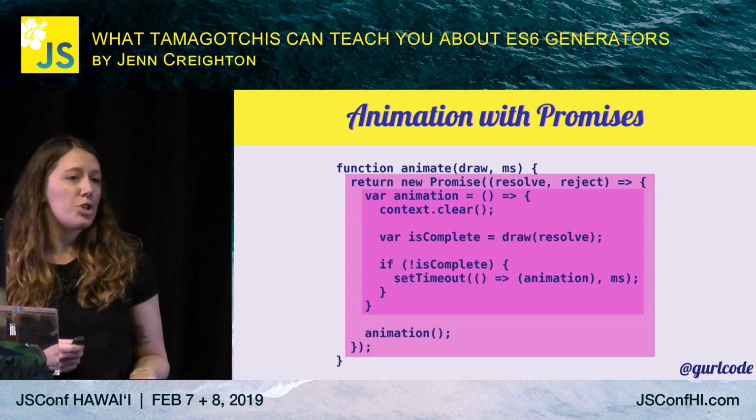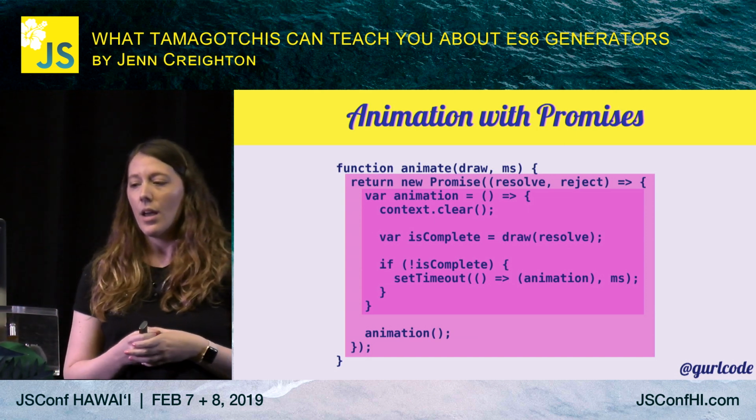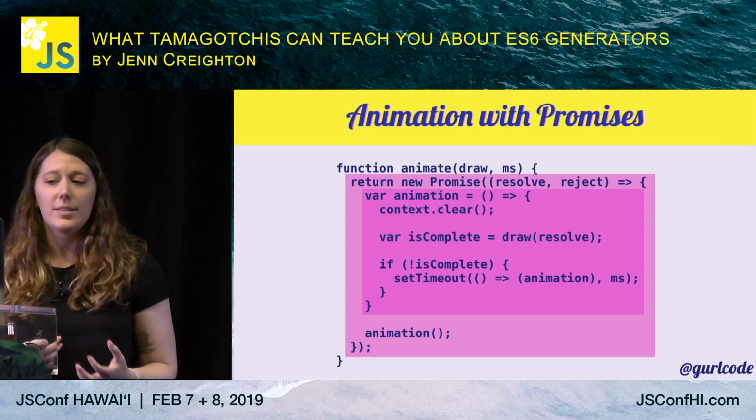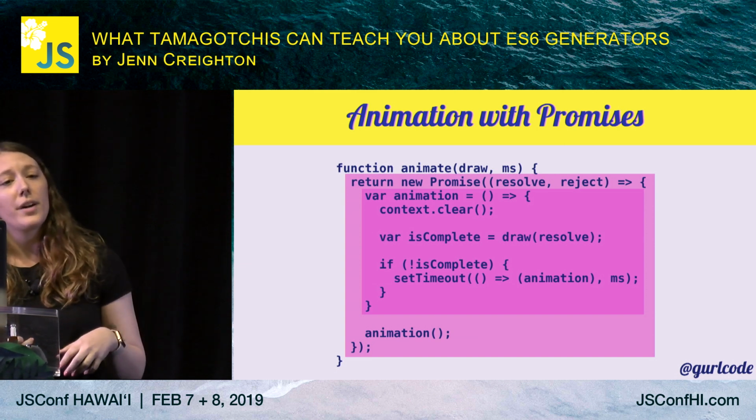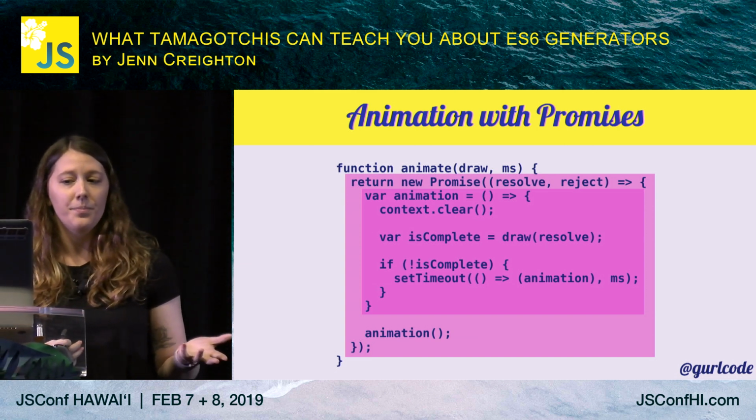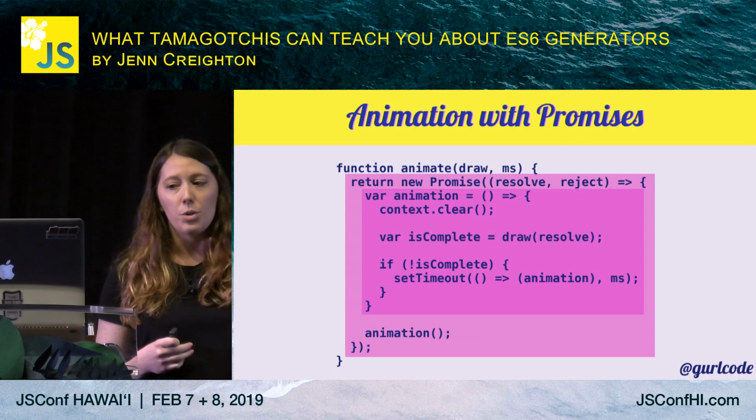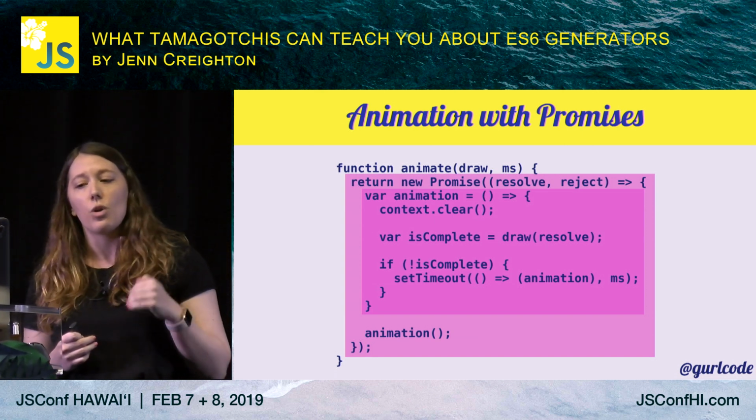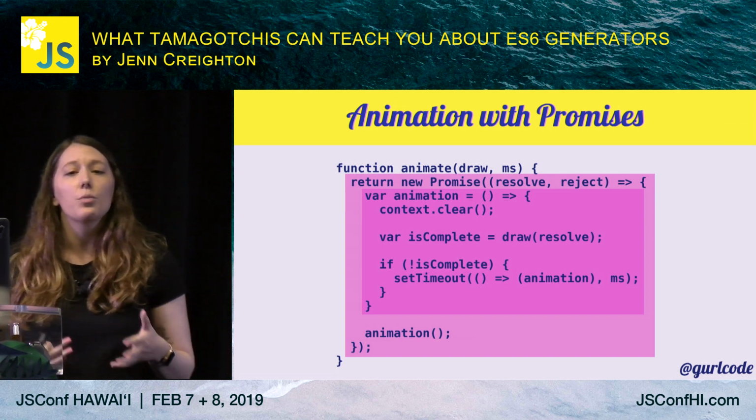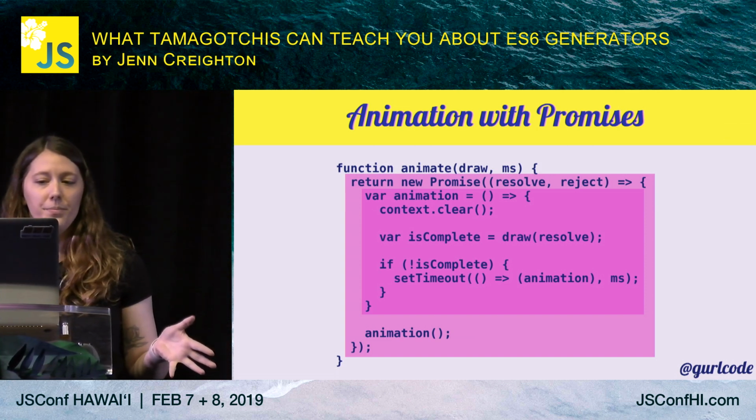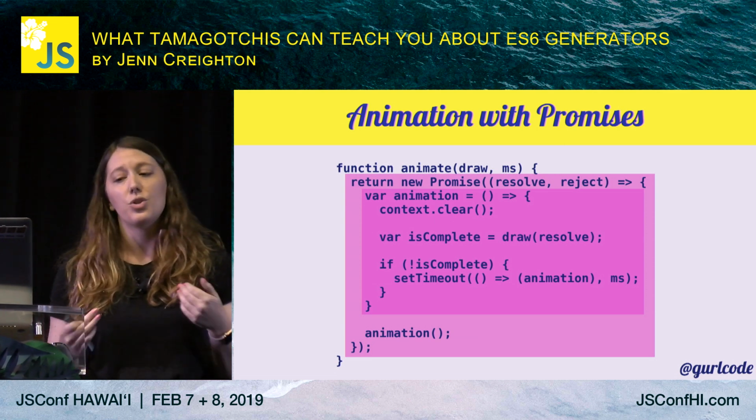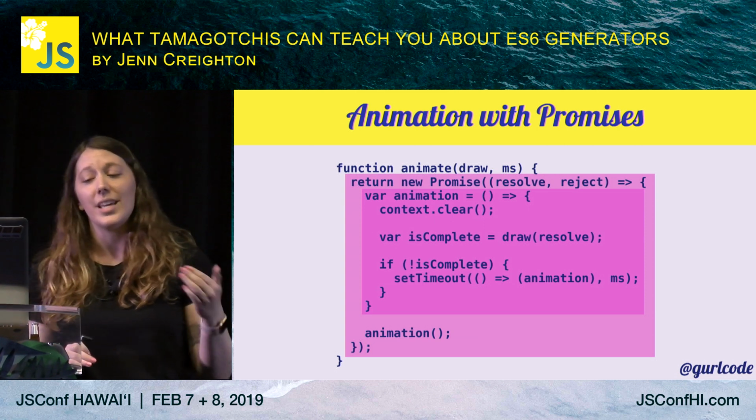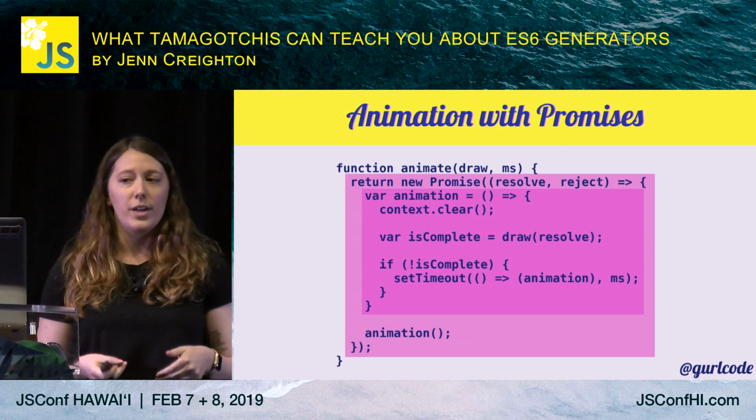So for the first version of this game, that's what I did. I used promises for all the animations. I made a general purpose animate function that takes in a draw function and the milliseconds for the delay. Animate always returns a new promise. And inside that promise, an inner function is going to run the draw function, and we delegate resolving the promise to the draw function. If draw resolves the promise and returns true, we're done. Otherwise, setTimeout is called with the inner function, and another loop of this function occurs.